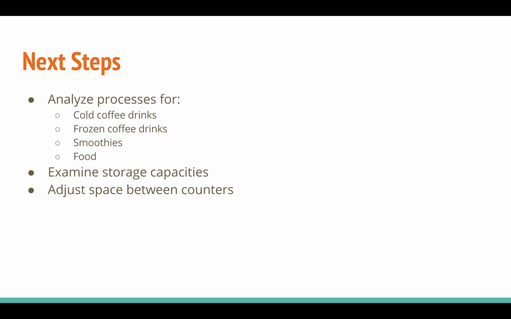The next steps that we would recommend for the facility is to analyze processes for cold coffee drinks, frozen coffee drinks, smoothies, and foods, similar to what we did for the hot coffee drinks. Examine storage capacity. Since we did move that fridge, they'll have more storage underneath. And adjust the space between the counters because of the complaints of the small counter space.